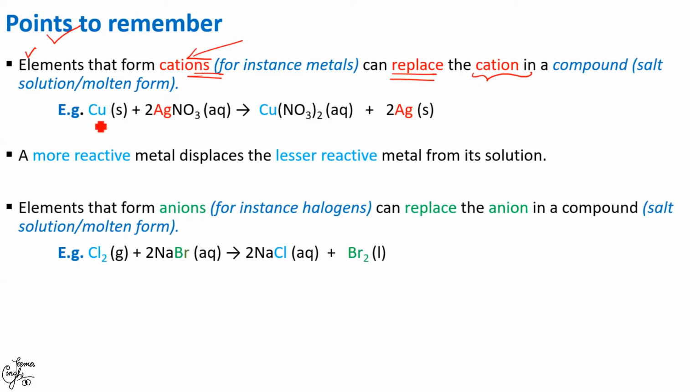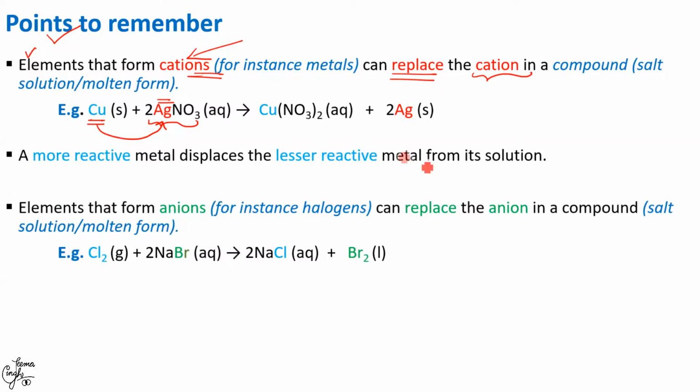You can see here copper, which is a metal. Here in silver nitrate, Ag is a metal. So copper can lose electron and form cation, and silver exists as cation here. So copper can displace silver and not nitrate, because a cation is going to displace a cation from its salt solution.